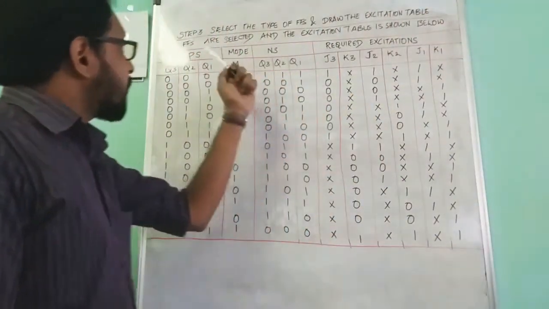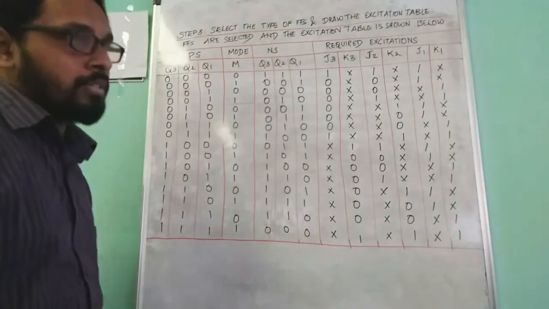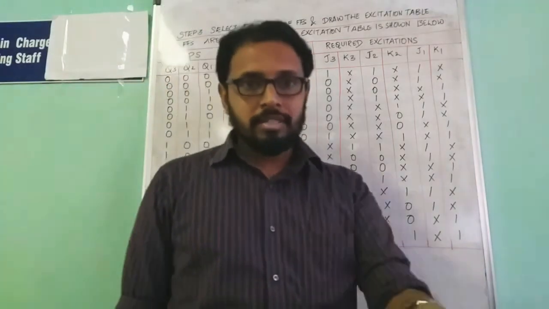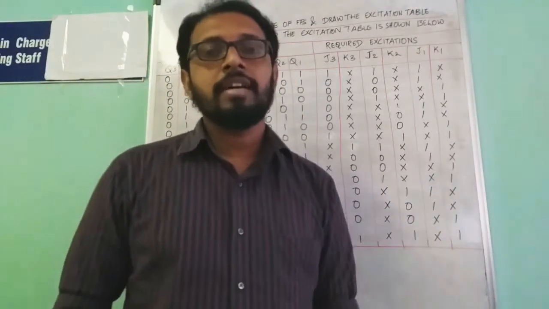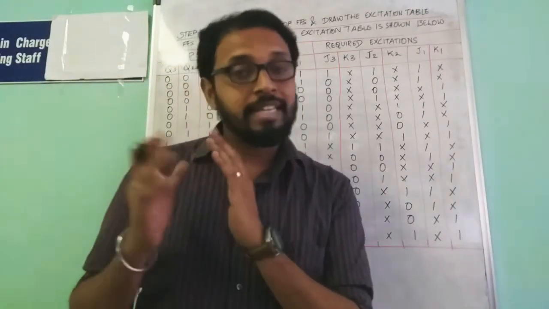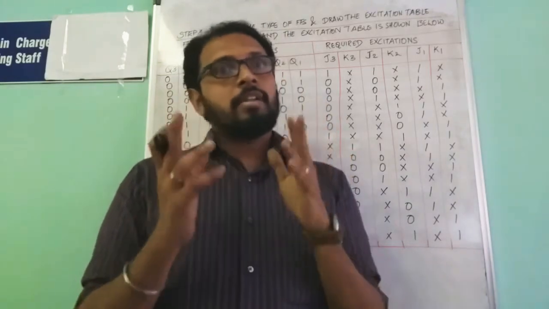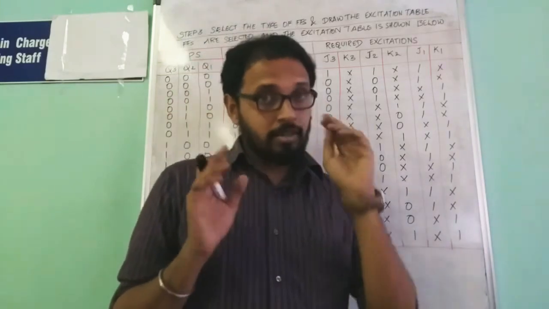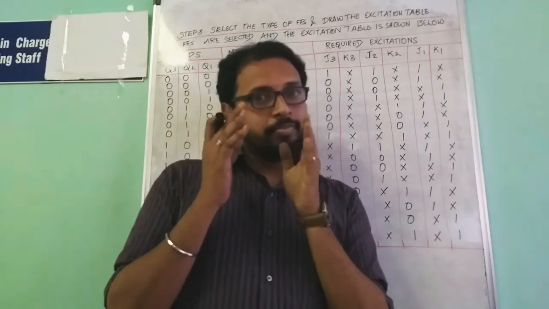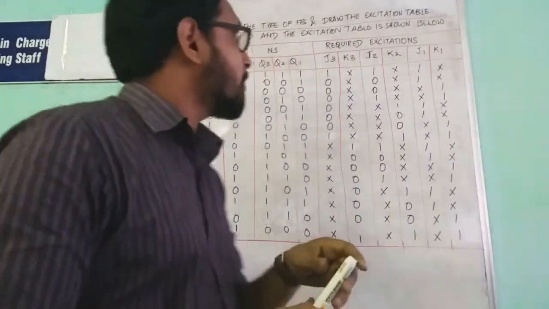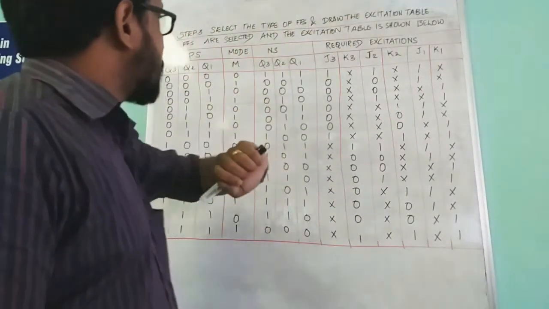This is step number 3. Select the type of flip-flops. It's already said in the question itself. It's what we call JK flip-flop. So bear in mind that we need to understand, or we need to learn by heart, the JK flip-flop excitation table and draw the excitation table.